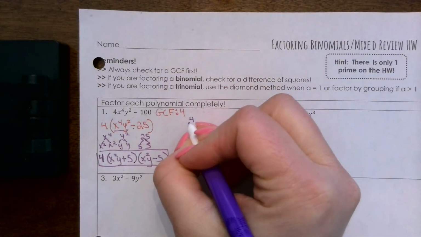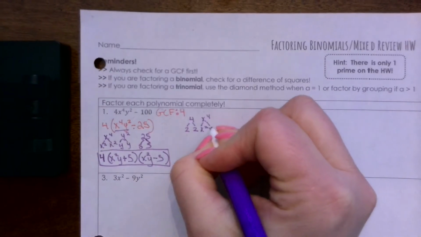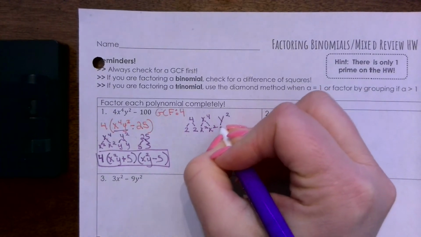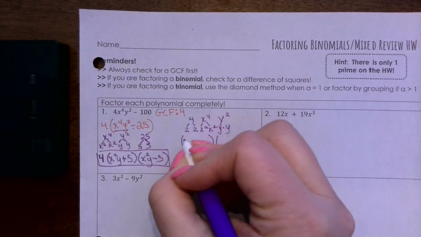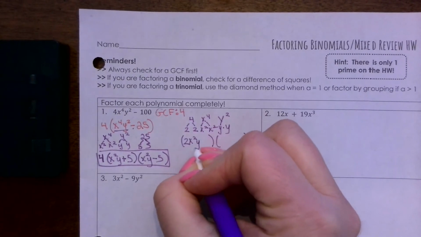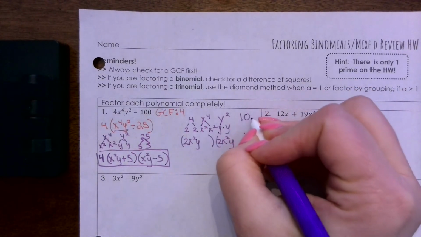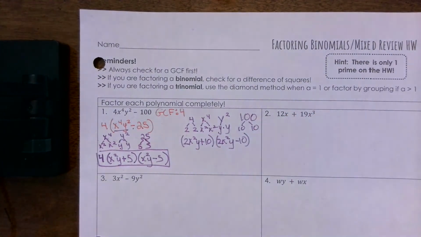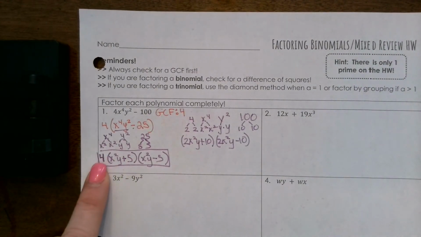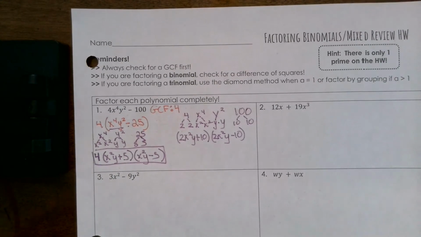So I take my 4 and I say, oh, that's 2 times 2. And I take the x to the fourth, and that's x squared times x squared. And I take the y squared, and that's y times y. So I have my first term with a 2x squared y and a 2x squared y. And then 100, I know, is 10 times 10. So I have a plus 10 minus 10. And it looks good, except that I know my final answer has a 4 factored out. And if you look at these 2 binomials, you can see where that will come from.